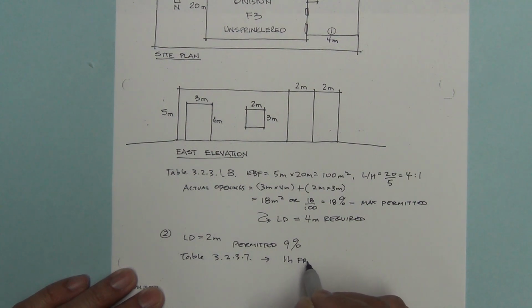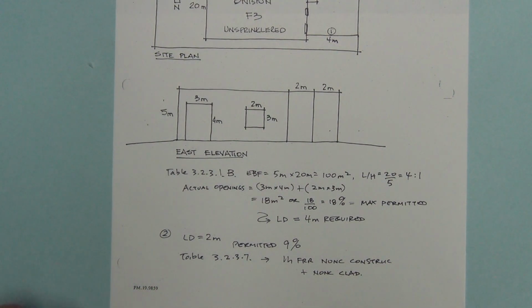One-hour fire resistance rating, non-combustible construction, and non-combustible cladding. And that's example number 2.